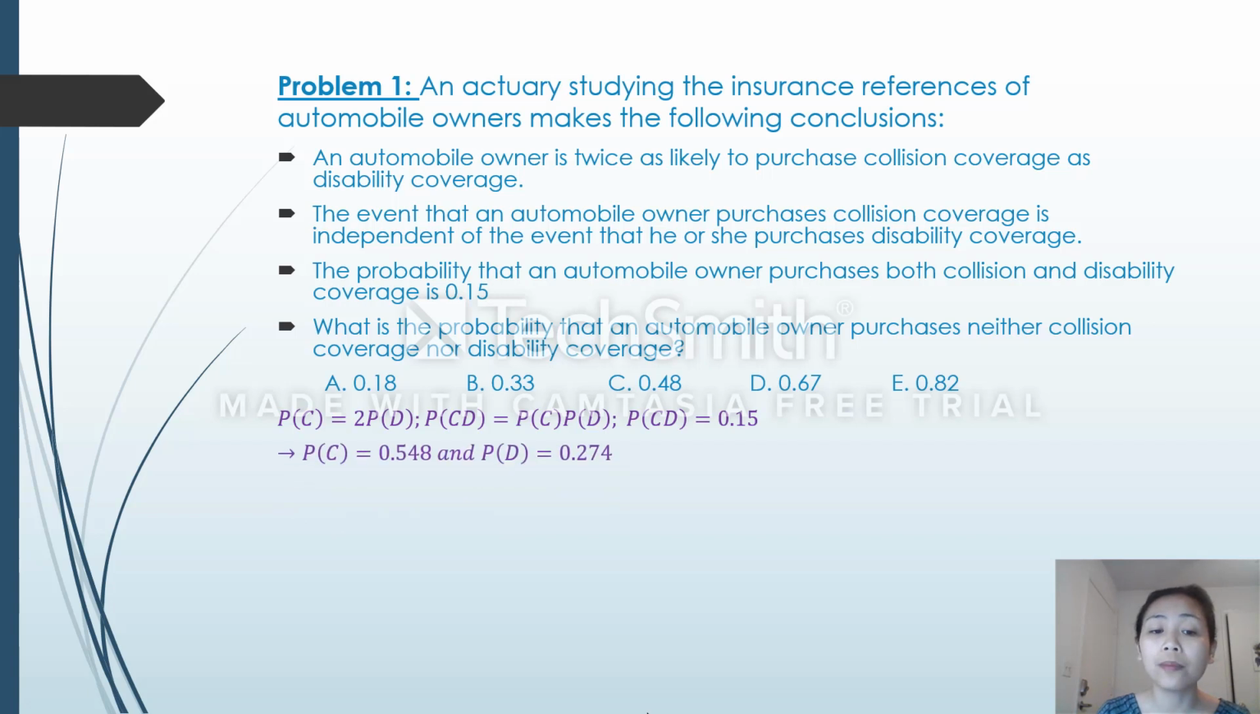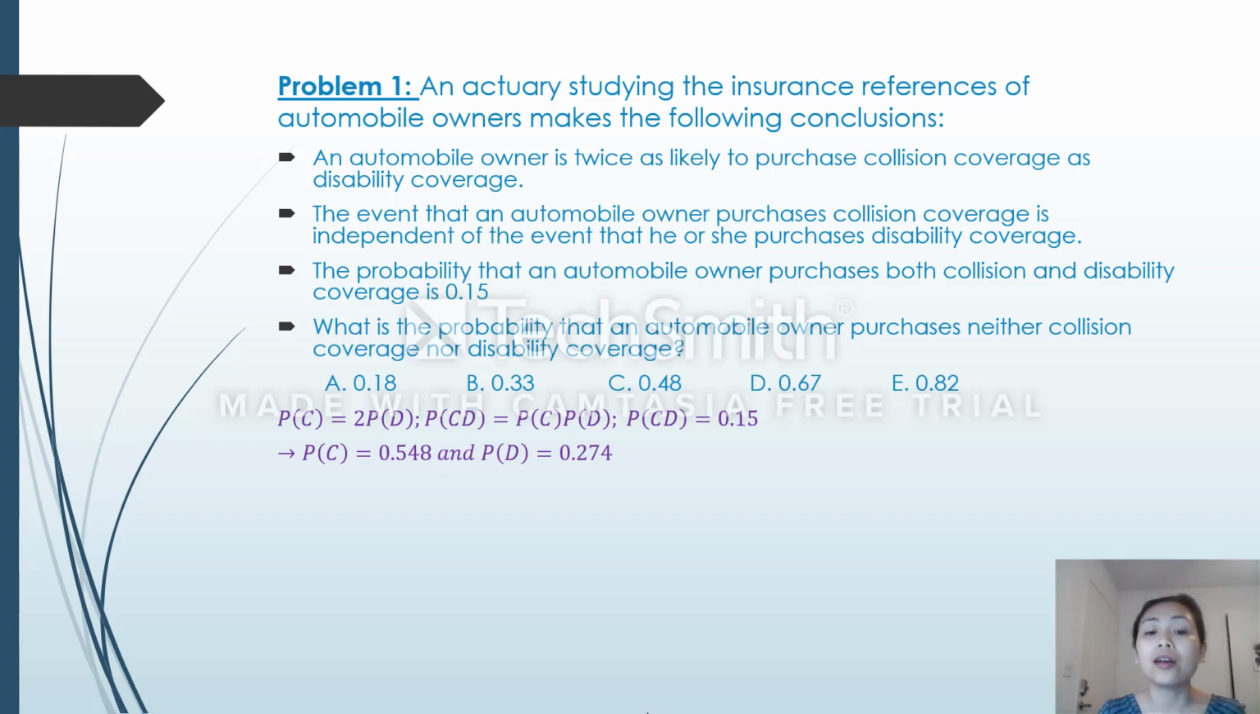So the question asks for the probability of neither. Now from the third piece of information, we have probability of C is 2 times probability of D, and probability of C and D is 0.15. So we use the third line of information. We can find probability of C is 0.548 and probability of D is 0.274.